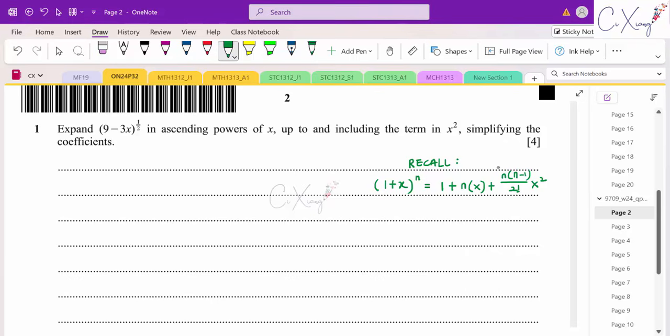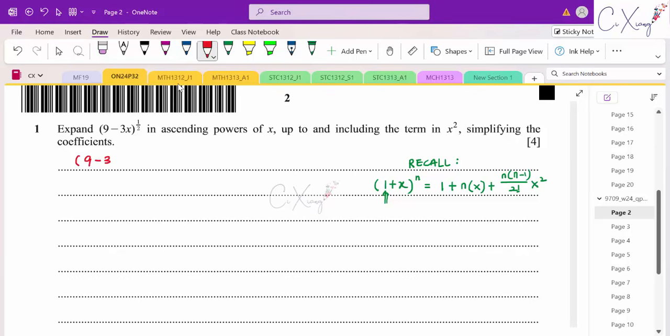To apply this formula, there's one small technique, one small detail, that you need to know. You have to make sure that the first term must be a 1. Then only you can apply this particular formula. This is something that you need to take note of before you start. Right, so let's start with the question now.